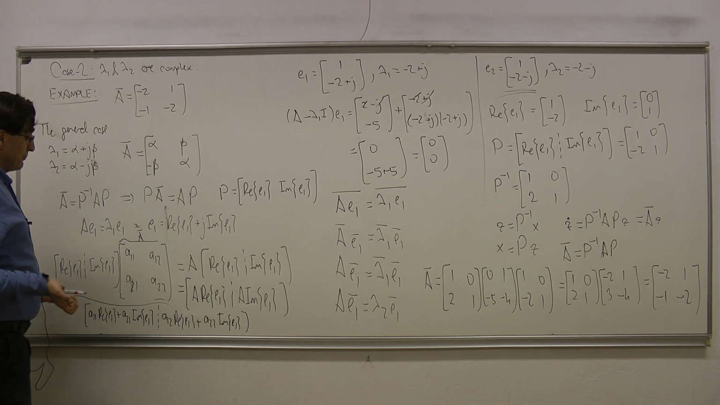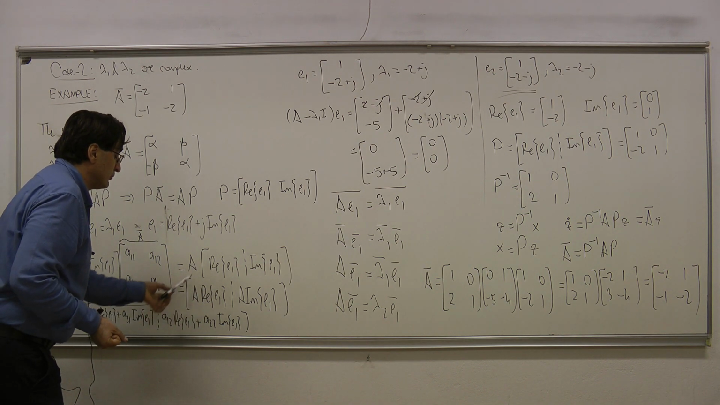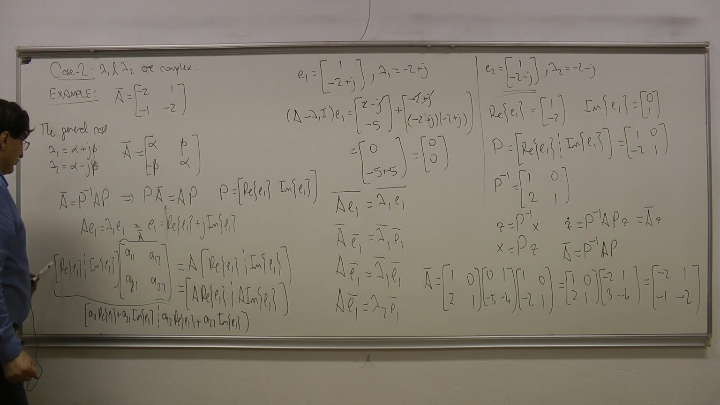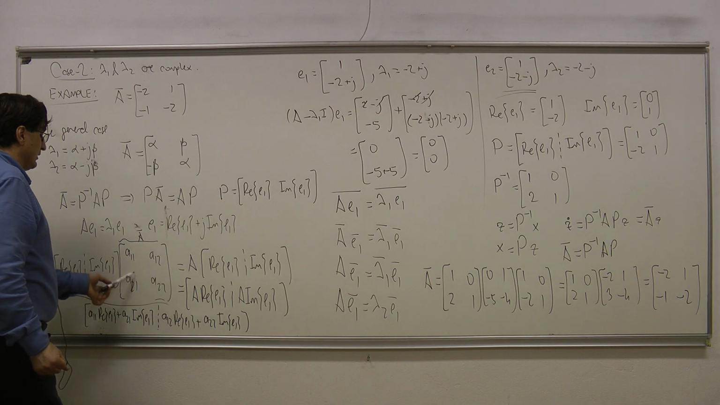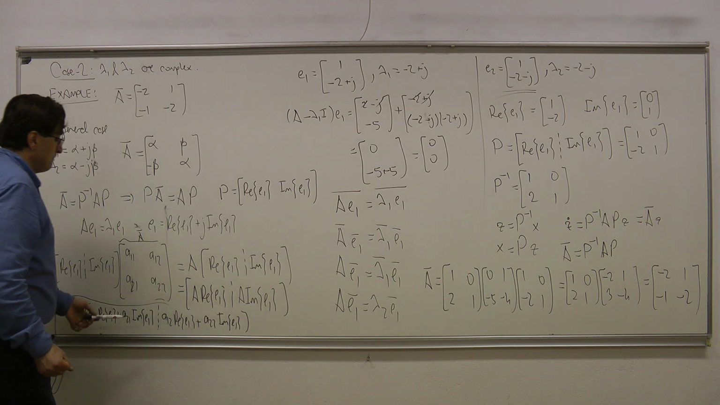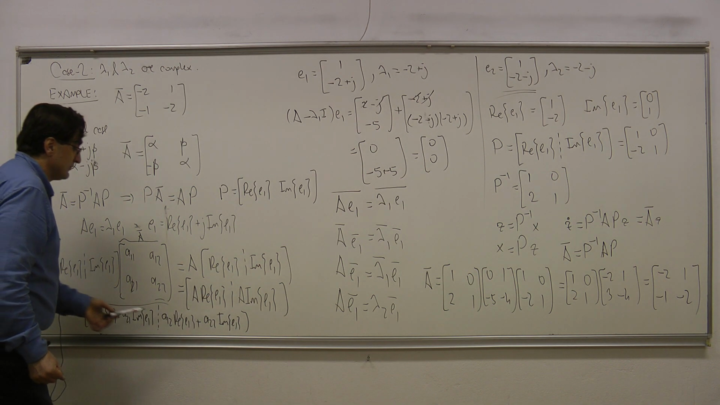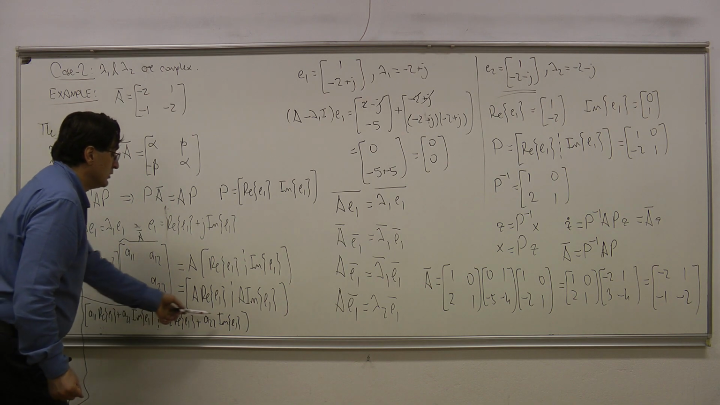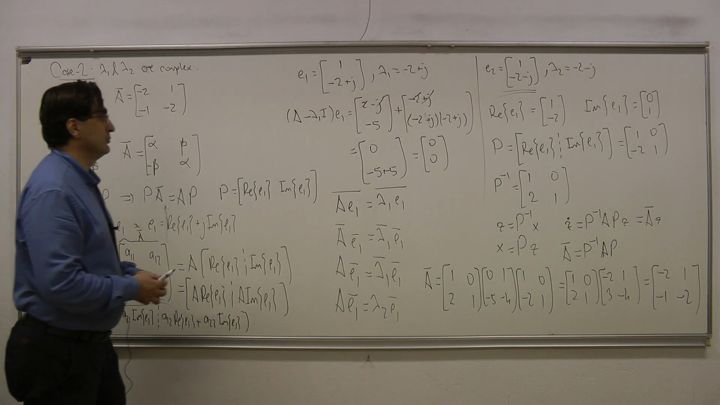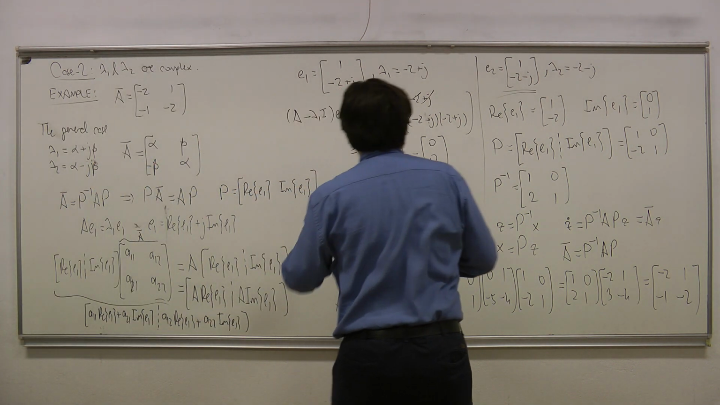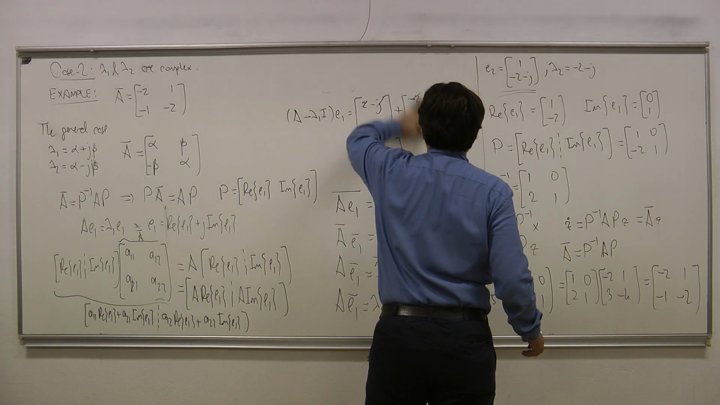So now I see that the problem is express the first column as a linear combination of the columns here, and the coefficient of real E1 is going to be A11, coefficient of imaginary E1 is going to be A21. Okay? Express A times imaginary E1 as a linear combination of these columns, and the coefficient of the first column is going to be A12, coefficient of the second column is going to be A22. Okay?